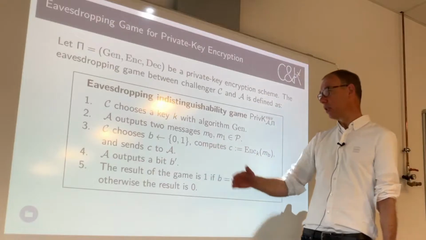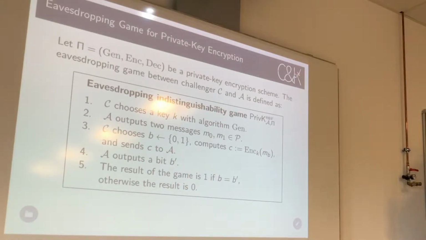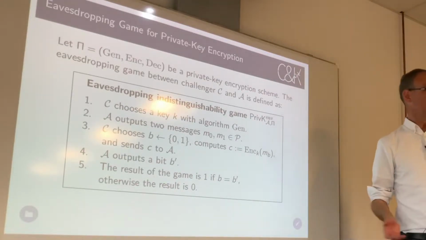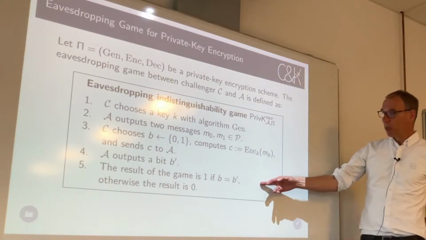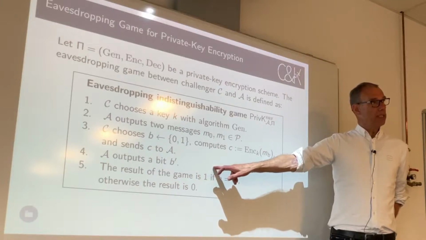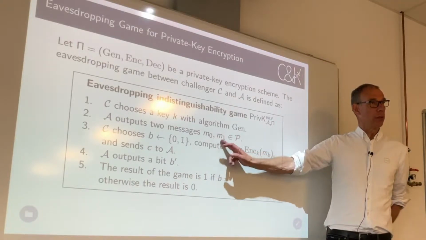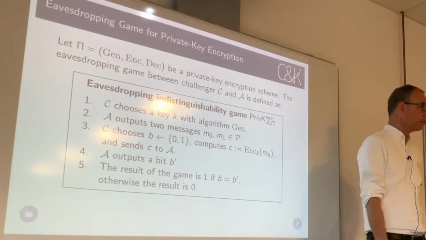And then he sends c to A, and A outputs eventually a bit b prime. How does he do it? It's the definition of A. No, I don't care at this point. And the result of the game is 1 if A guesses correctly which of the two messages was encrypted. And otherwise the result is 0.